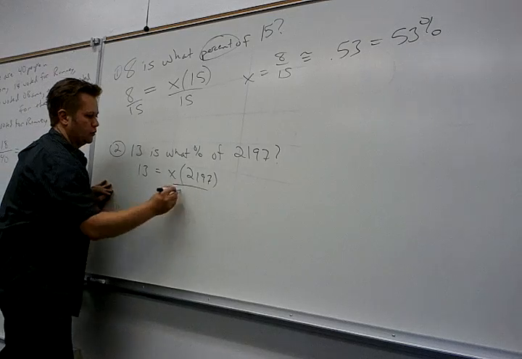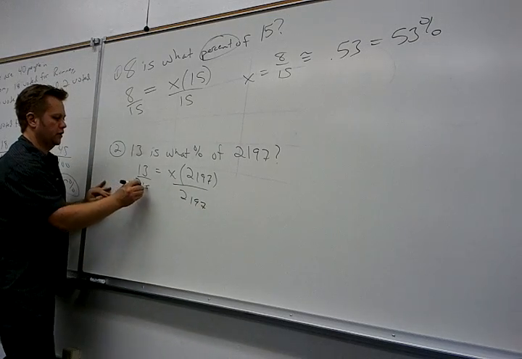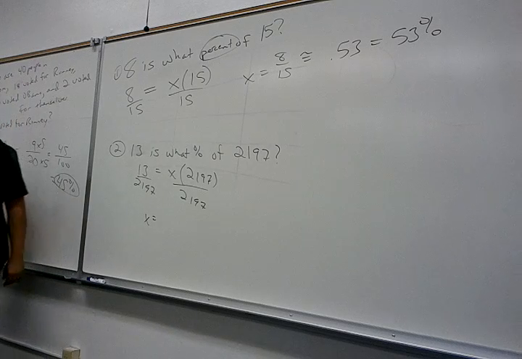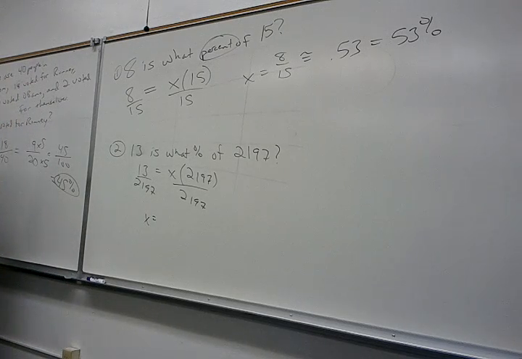So here you just divide by 2197. Now this one I'll definitely let you do in the calculator. All right, whatever that is, we just round it.